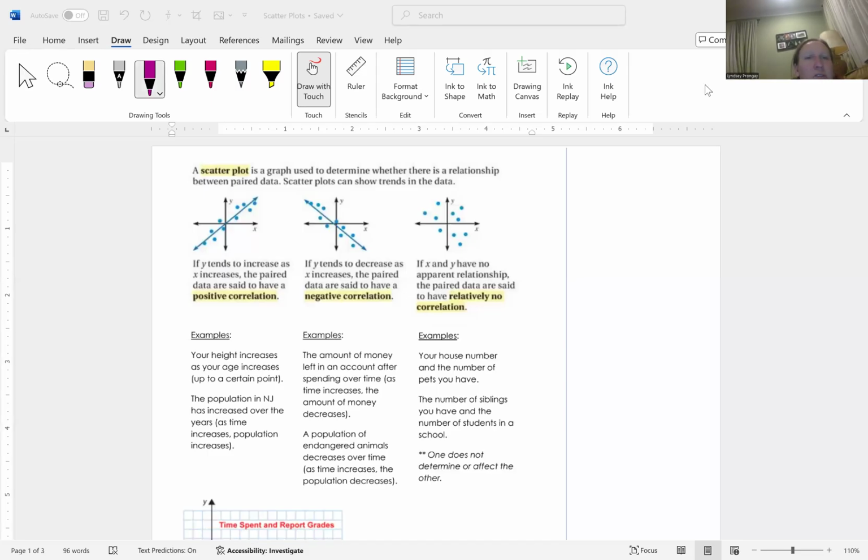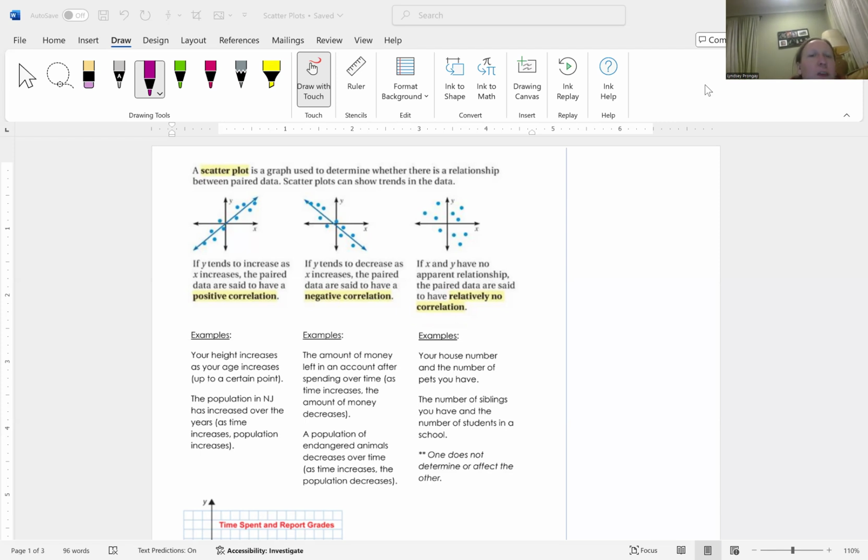Okay, today we're going to do our first bit about scatter plots. There will be two videos, a part one and a part two. A scatter plot is a graph used to determine whether there's a relationship between paired data, whether you took a survey or just collected data about something. Scatter plots can show trends in the data.